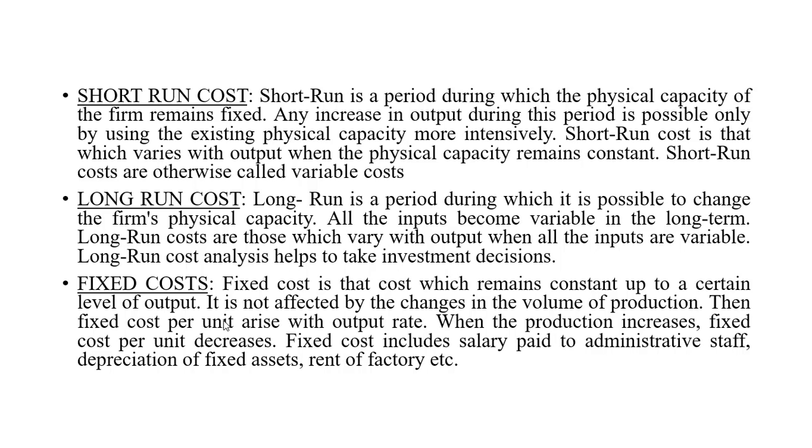If you have produced 1000 units of goods, that does not mean that you will pay more rent. If you have produced 100 units of goods less, it does not mean that you will pay less rent, right? So it is fixed by nature. That means the rent and the salary of the staff you are giving are fixed. It does not change with the volume of output or the value of production.